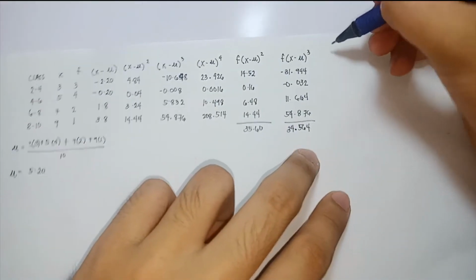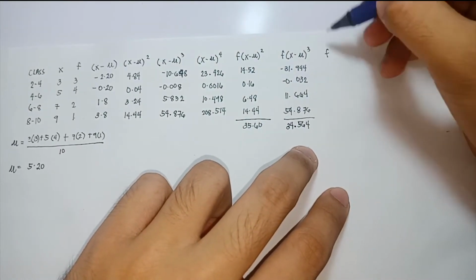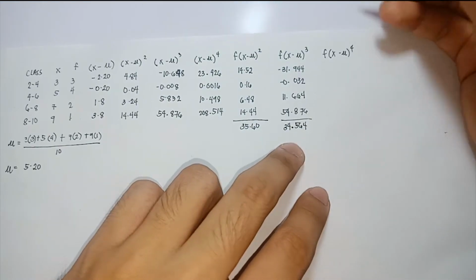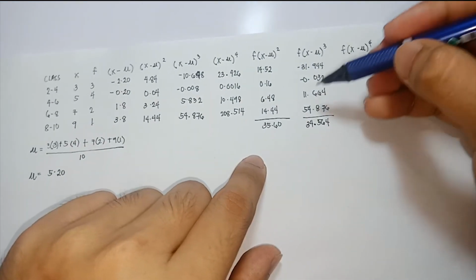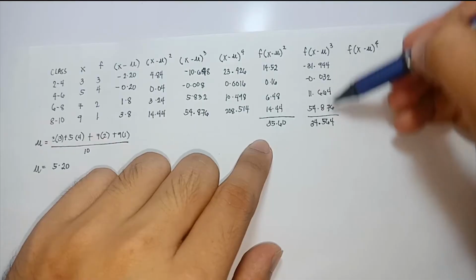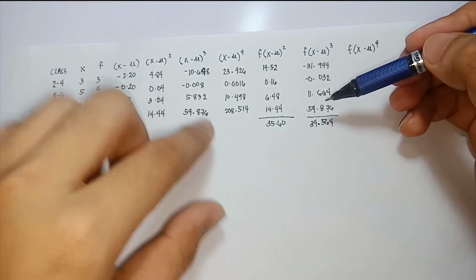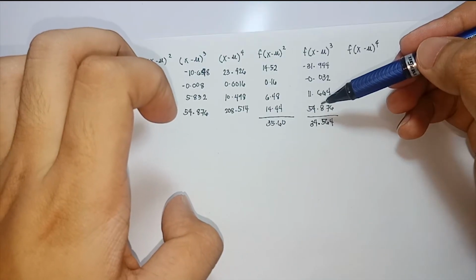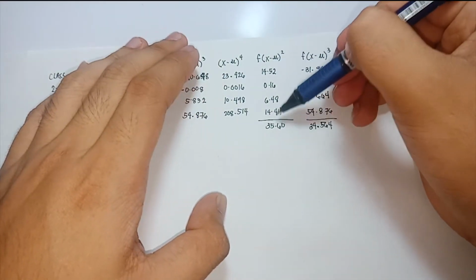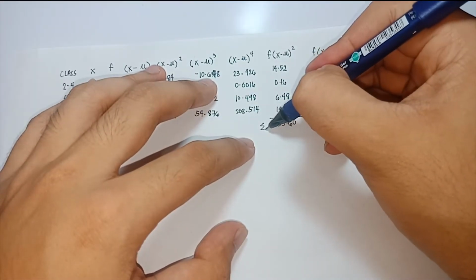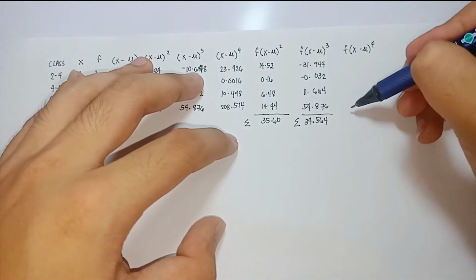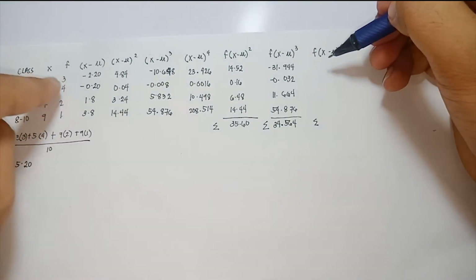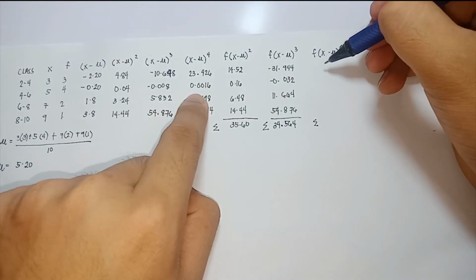Next column. I think this is the last column. F multiplied by x minus mu raised to 4. Ngayon, bakit nga pala tayo nag-add, nag-sum? Kasi ang sabi, summation of f multiplied by x minus mu squared. Ibig sabihin, sum daw nito. So, ito yung summation. Ito yung summation. Ito yung summation dito sa part na to. So, pag multiply natin tong f ngayon, tsaka ito.